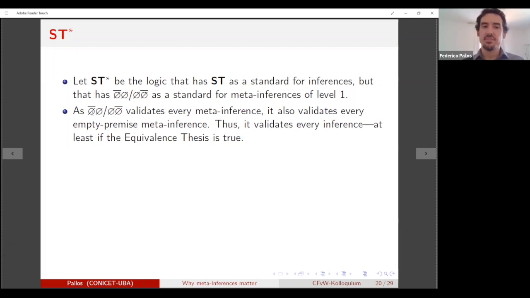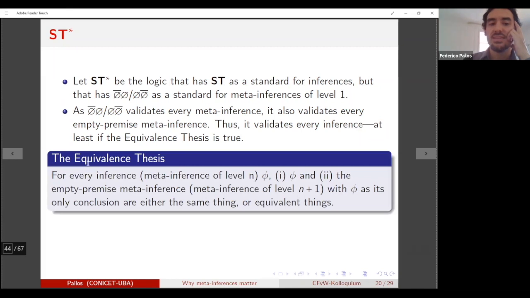But as this logic validates every metainference, it also validates every empty-premise metainference, and in particular, it validates every empty-premise metainference with just one conclusion, which is an inference. Thus it validates every inference, at least if this thing that I call the equivalence thesis is true, which says that for every inference phi, phi and the empty-premise metainference that has phi as its only conclusion are either the same or equivalent things.